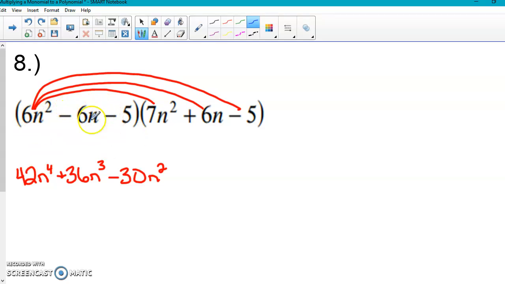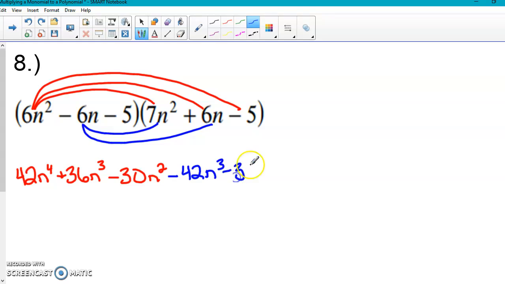So now it is negative 6n's turn. So negative 6n to 7n squared would be a negative. Negative 6 times 7, negative 42. N times n squared is n cubed. Negative 6n to positive 6n. So do your numbers first. Negative 6 times positive 6, negative 36. N times n is n squared. Okay. And then negative 6n to negative 5. This time we have a negative 6 times a negative 5. That's a positive 30n.